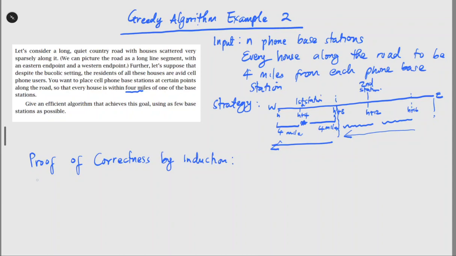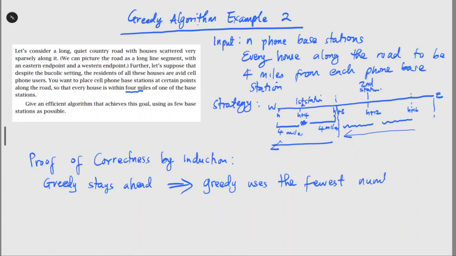So as usual, we want to prove that greedy stays ahead. And what does that mean for this instance? Greedy stays ahead, and it implies that greedy uses the fewest number of base stations possible. Uses the fewest number of base stations. So next, let's move on to our definitions.